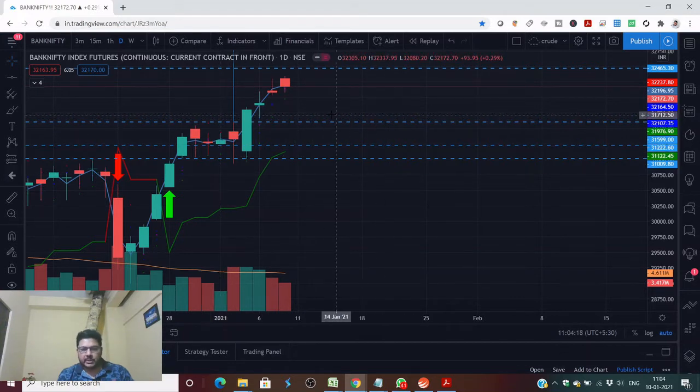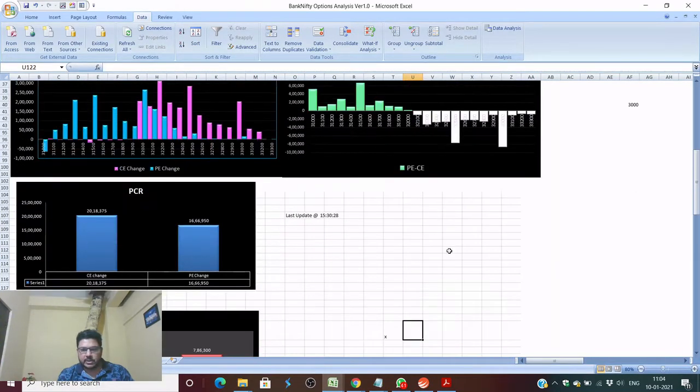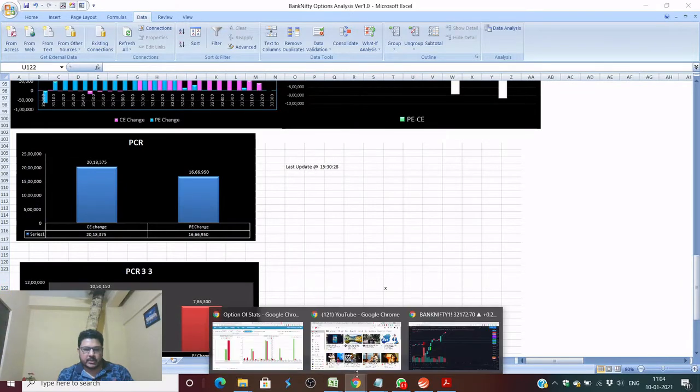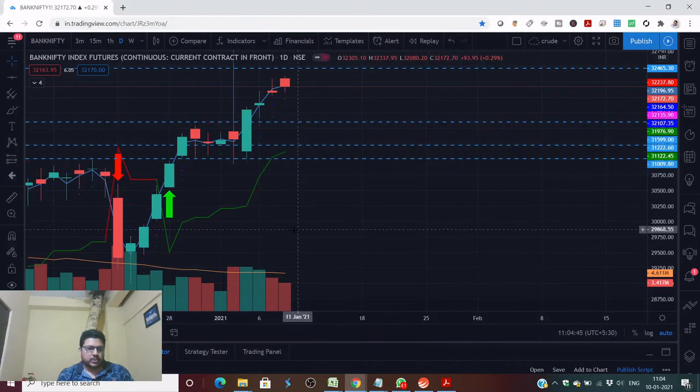For that I have multiple resources, like my own Excel sheet which gets updated along with the live market, but there is also a good paid tool available, which is Option iCharts. iCharts will give you this data at a very minimum cost. You can take an annual subscription for this and try to decode the market. So what are we going to do now? Today I will show you Bank Nifty.